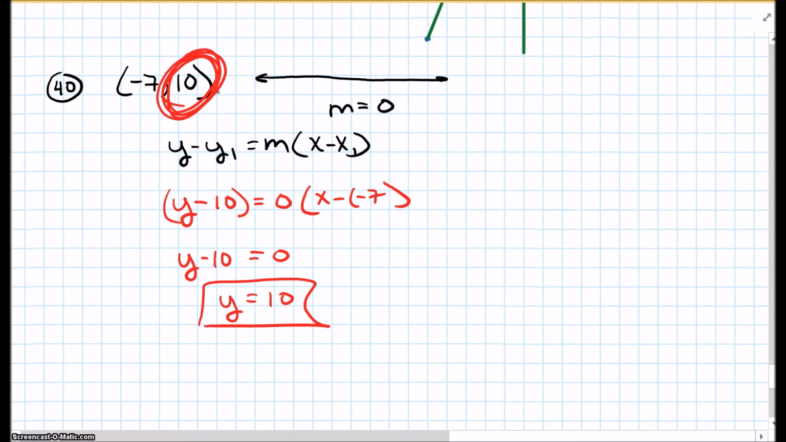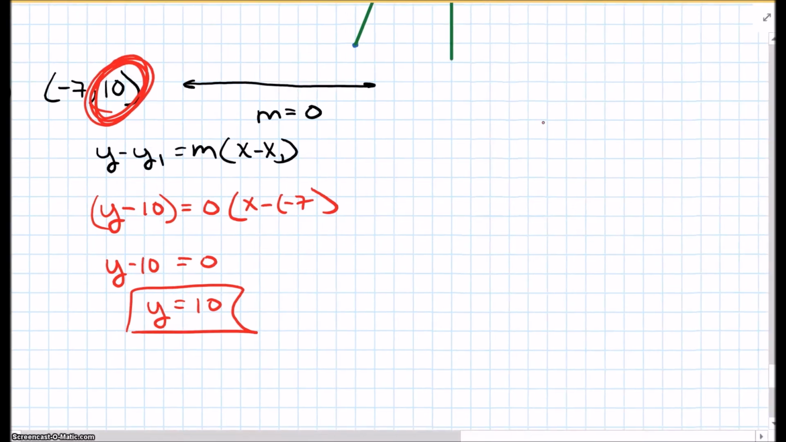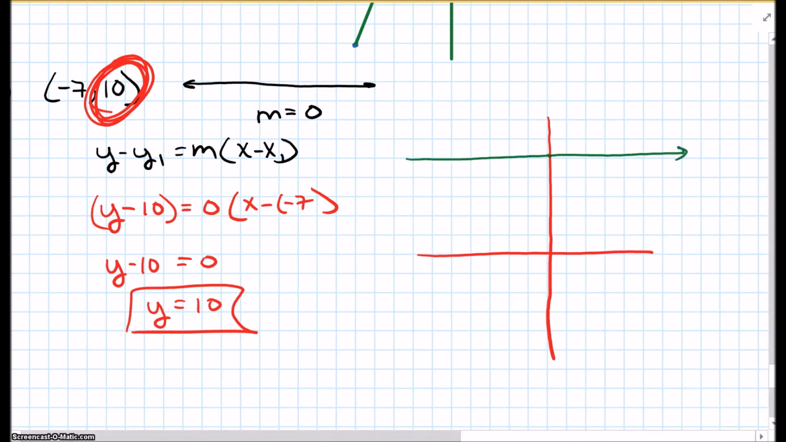Now we've got to graph it. For time's sake, I'm going to just draw a quick graph. So there is my graph. I'm going to draw a line here, parallel, and mark that point as 10. So here's my line at y equals 10. Make sure you know how to do these. It's important. All right, last page.